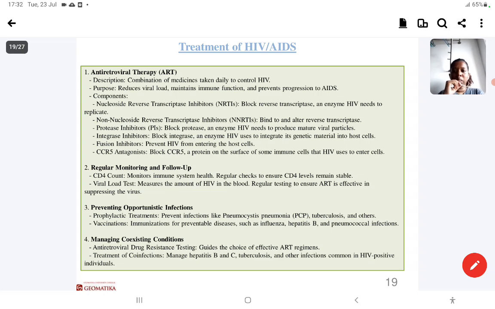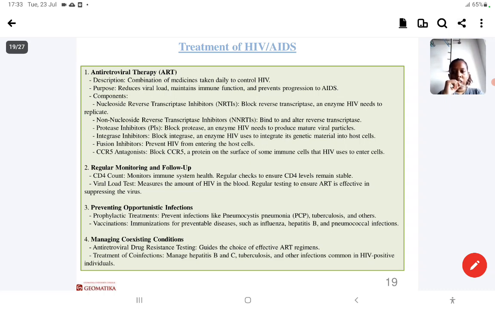So number 3 will be preventing opportunistic infection. It is based on prophylactic treatment, which prevents infections like pneumocystis pneumonia and tuberculosis and others. Vaccination is immunization for the prevention of diseases such as influenza, hepatitis C, B and other infections. So number 4 will be managing coexisting conditions, which includes antiretroviral drug resistance testing.